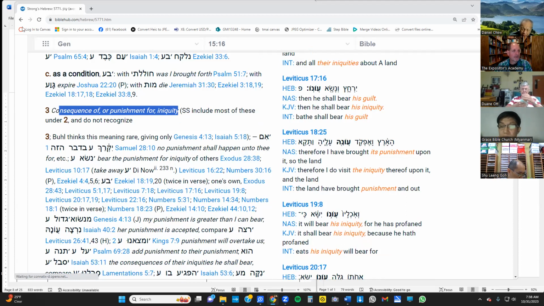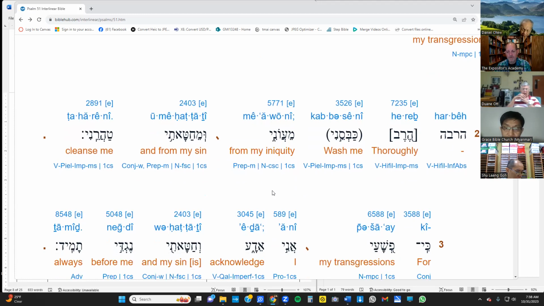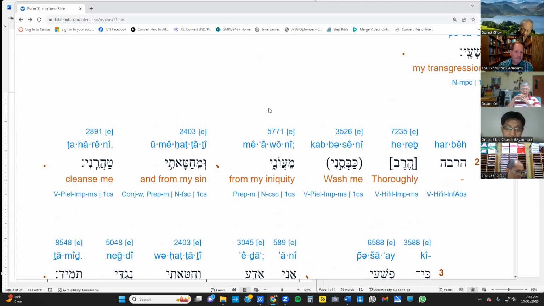All right. And so when we go back to the interlinear, they put iniquity. So from my iniquity, wash me. They thought that was the best. They could have put from the guilt of my iniquity, or from the punishment of my iniquity, but they thought iniquity or sin made the most sense here in the context. So the interlinear just gives the definition that the interlinear publisher thought it is. Okay.